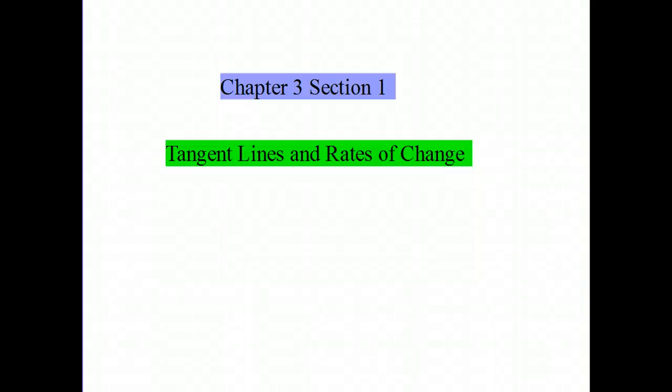Welcome to the video on Chapter 3, Section 1, Tangent Lines and Rates of Change. Now, in this video specifically, we are just going to talk about these tangent lines here, and we'll get to rate of change a little later.